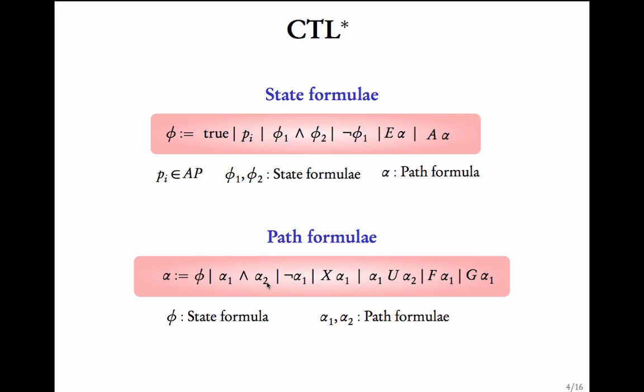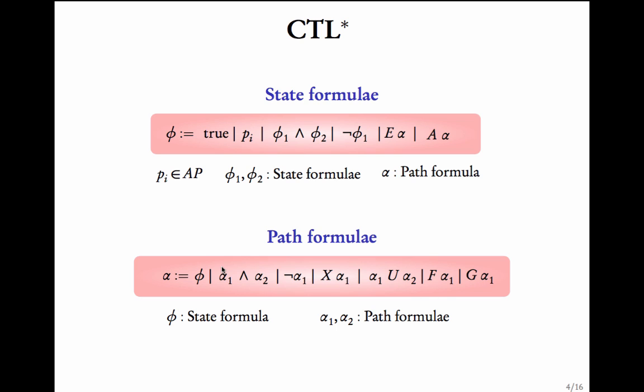And path formulae are formed using these set of rules. A state formula can be considered as a path formula, and the semantics is that a path satisfies phi if the initial state satisfies phi. If alpha 1 and alpha 2 are path formulae, the AND of them is a path formula, the NOT of a path formula is a path formula, and you have the temporal operators X, U, F, G. So X of a path formula, alpha 1 until alpha 2, where both alpha 1 and alpha 2 are path formulae, F of alpha 1, G of alpha 1.